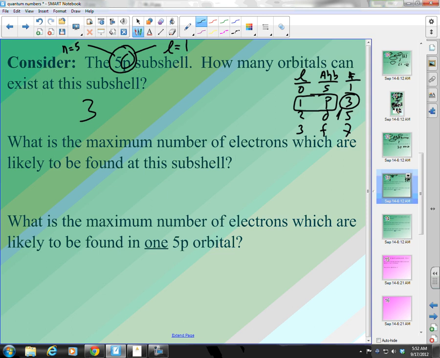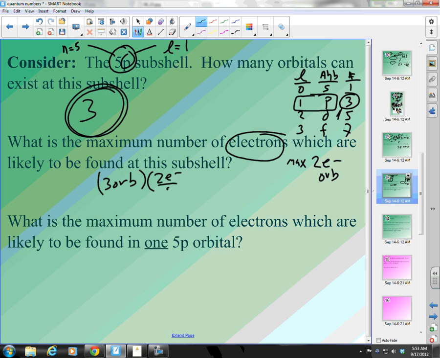All right? What is the maximum number of electrons which are likely to be found at this subshell? Hey, remember Pauli exclusion? Pauli said a maximum of 2 electrons per orbital, right? So how many orbitals do I have? I have 3 orbitals times 2 electrons per orbital. So how many electrons are likely to be found? 6 electrons are likely to be found at the 5p subshell. Great.